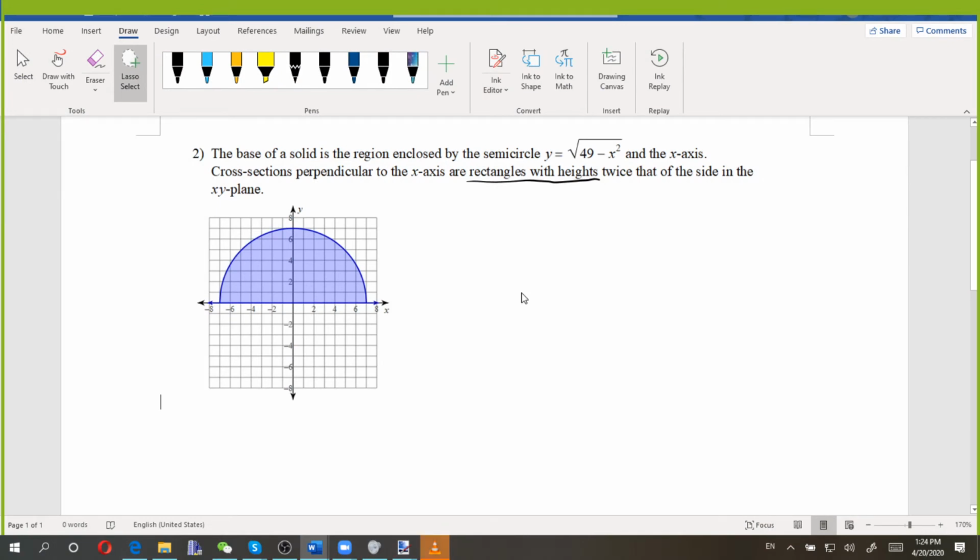Okay, for this one, we've got the base of a solid enclosed by this semicircle, y equals root 49 minus x squared, and the x-axis. Cross sections perpendicular to the x-axis are rectangles with heights that are half that in the xy plane. So a plane is like a sheet of paper. In this case, our plane is the coordinate plane. So that's the whole x and y axis, this whole 2D part of the paper that we're drawing our x and y axis on. So the side that is inside the coordinate plane would look like this. This is perpendicular to the x-axis.